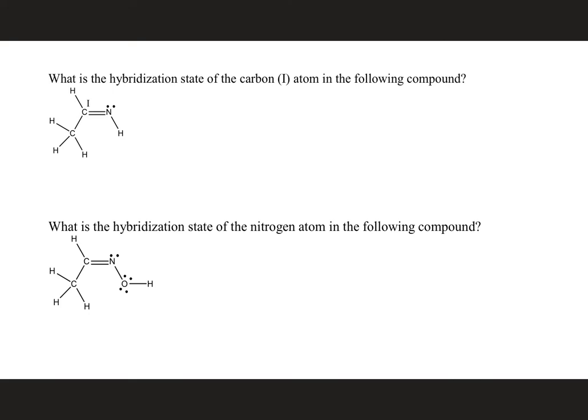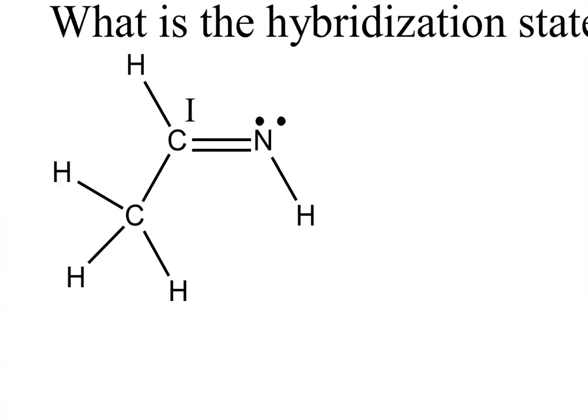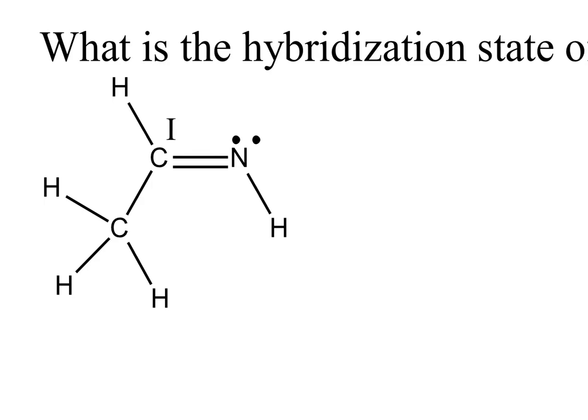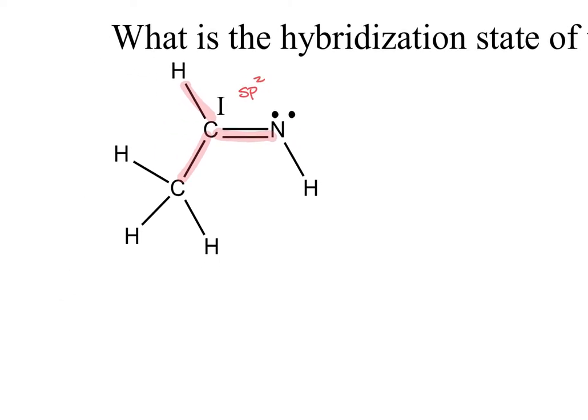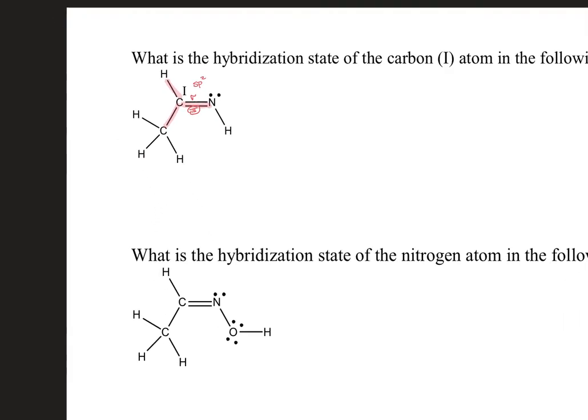What is the hybridization state of carbon 1 in the following compound? Well, it's got electrons coming off in 1, 2, and 3 directions. And when that's the case, always sp2. It has 1 sigma bond here and 1 pi bond. Anytime you have a single pi bond, it must be sp2 hybridized.